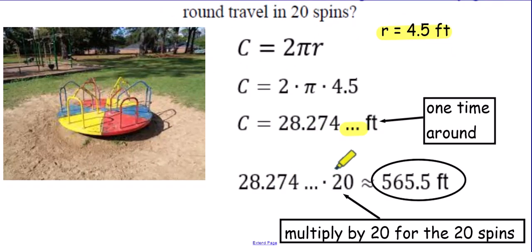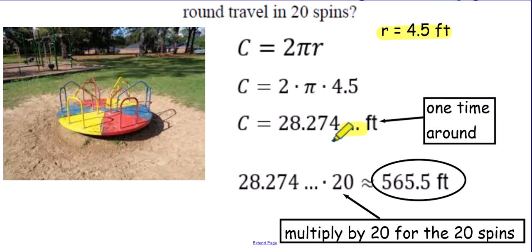And since we're going 20 times around on the merry-go-round, which Mrs. Garcia would not do, or she would not be faring very well, we would take that exact answer in our calculator, 28.274, etc., and multiply that by 20. If we take a rounded answer, let's say like 28.3 times 20, we're going to get a slightly different answer. It's not very different. We end up getting about 566 feet instead of 565.5 feet, but we want to be as precise as possible. That's why we have our calculators.